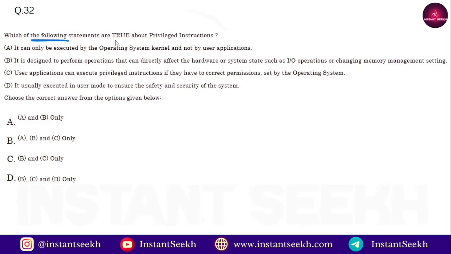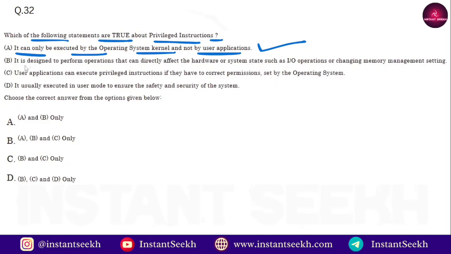Which of the following statements are true about privilege instructions? First of all you should know what privilege instructions are. Let's see the definition itself. Privilege instructions are designed to be executed only by the operating system kernel, not by a user application. So let's go through the statements one by one. It can only be executed by the operating system kernel and not by a user application. Just now I have said so, this is a true statement.